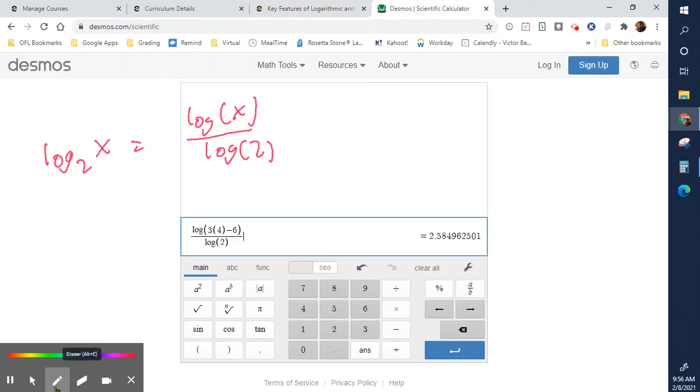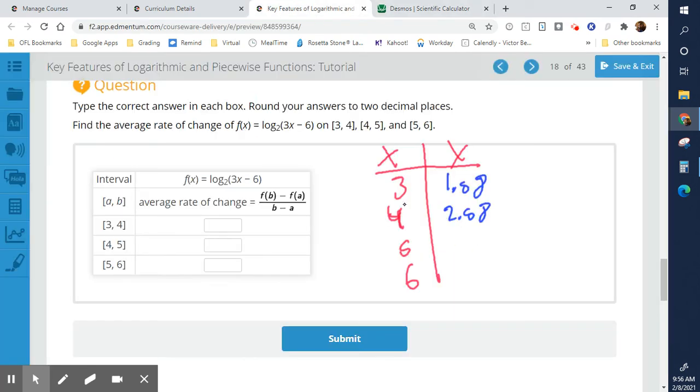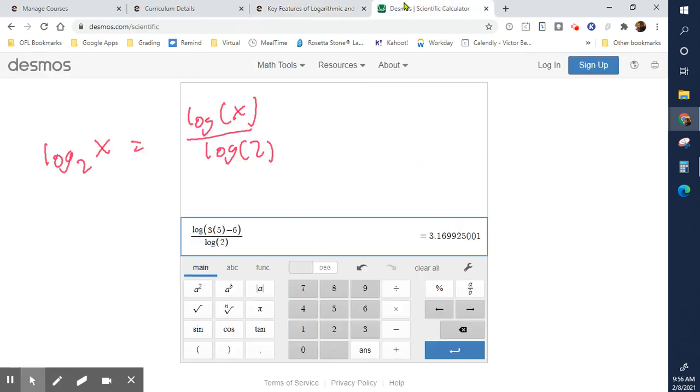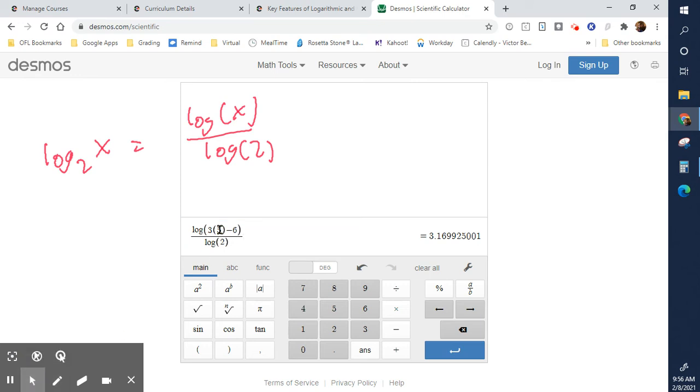All right. And then I'm going to put in 5. So I'm going to write down this 5. And I get 3.17. So I'm going to write down 3.17. And next, I'm going to finally do my 6.